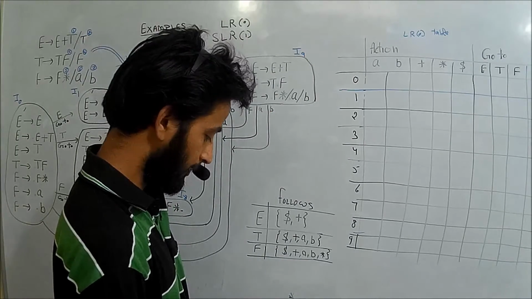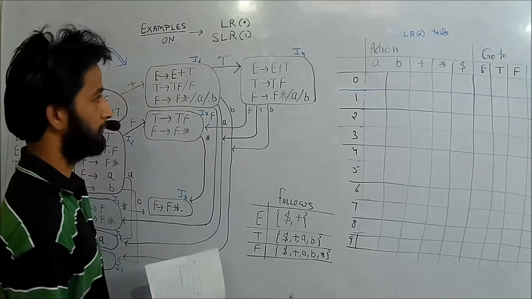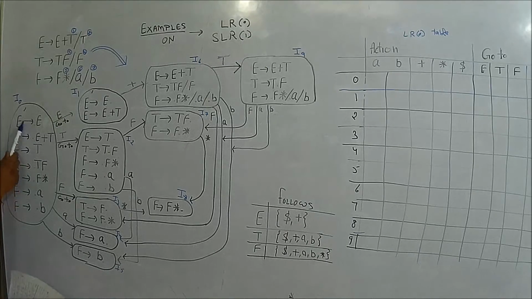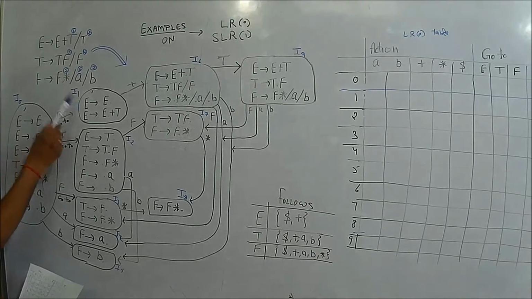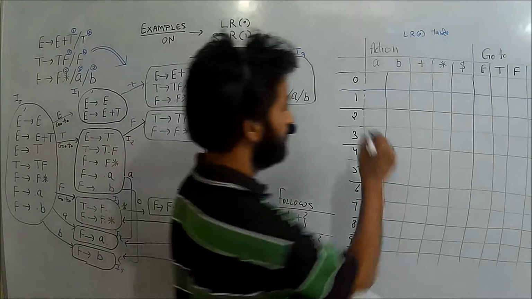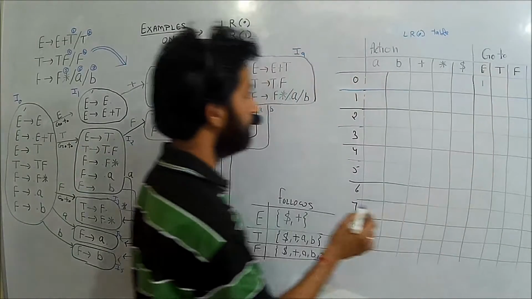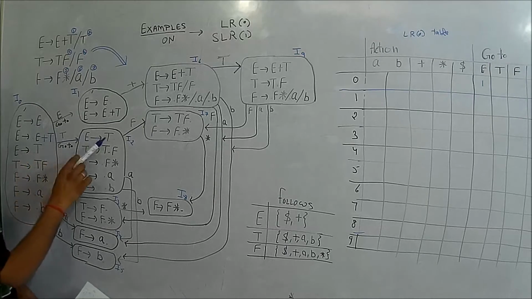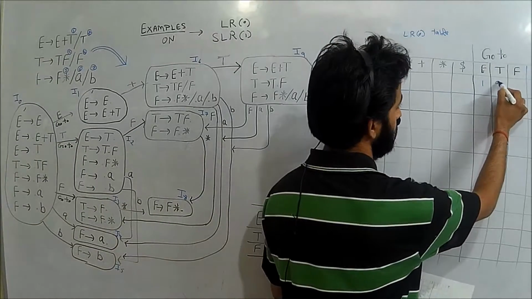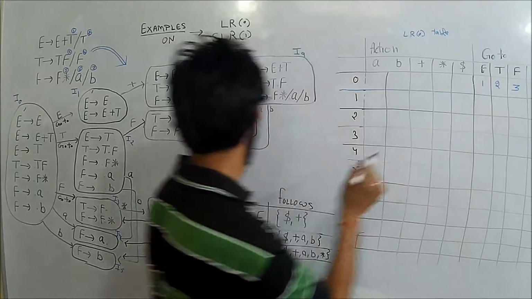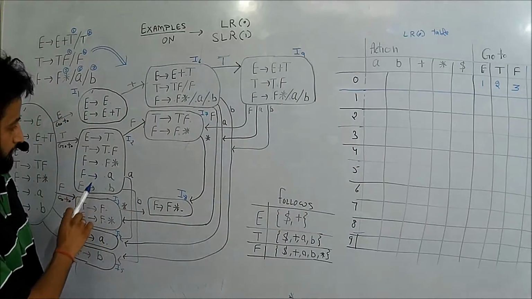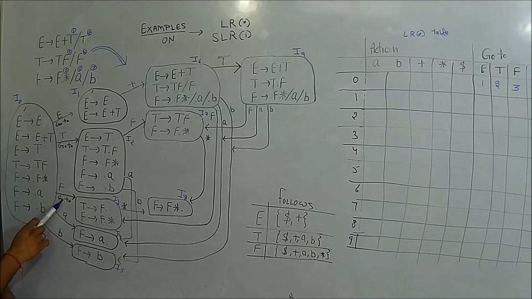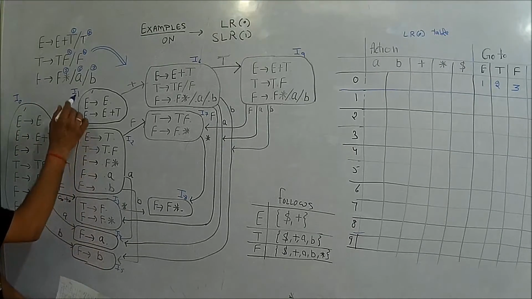Now I will place all this. Okay. So when we have this I0, I0 by taking E will go to I1, and I0 by taking T will go to I2, and same for I3. I0 for F is I3. Okay. So next we have I1.